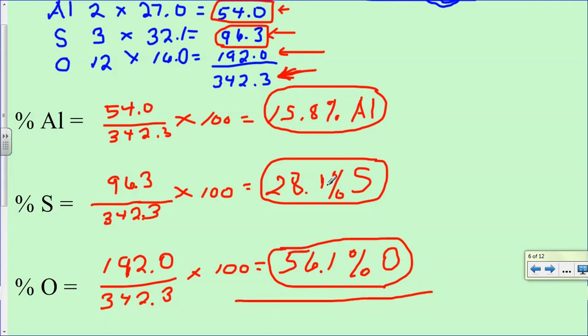And if we total this up, it does come out to be 100.0%. So it's a great way to check to see if you have done your math right. So please show all of your work on your notes, just like I did here. And also on your worksheet, please show all the work before you submit it.